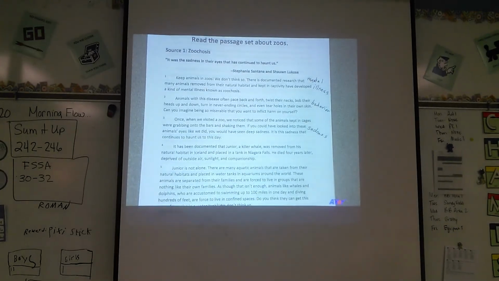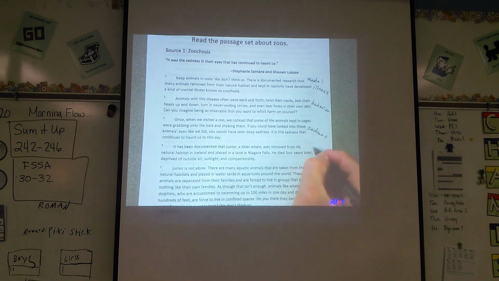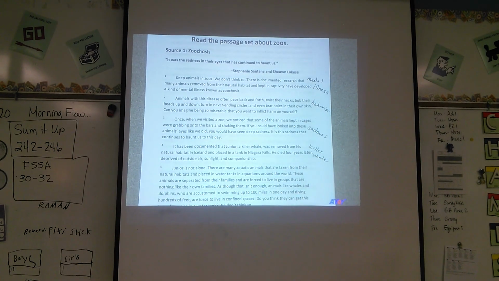It has been documented that Junior, a killer whale, was removed from his natural habitat in Iceland and placed in a tank in Niagara Falls. He died 4 years later, deprived of outside air, sunlight, and companionship. So here is a killer whale who died. So that, to me, seems like a really good detail that could support a main idea about the fact that the enclosures in zoos are not appropriate for animals.